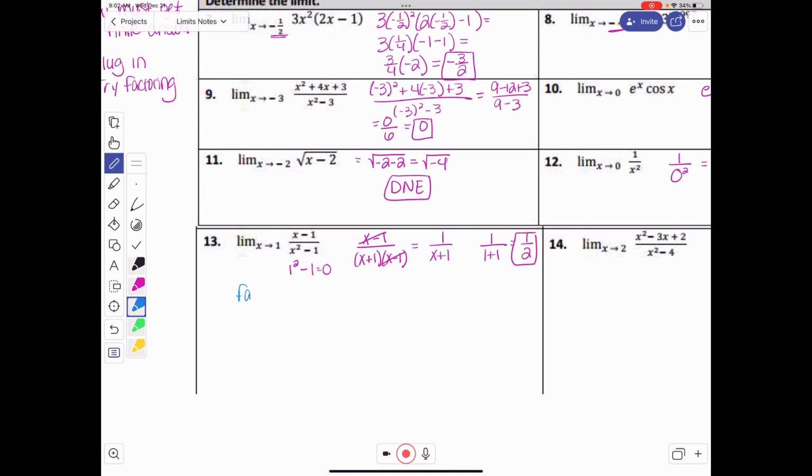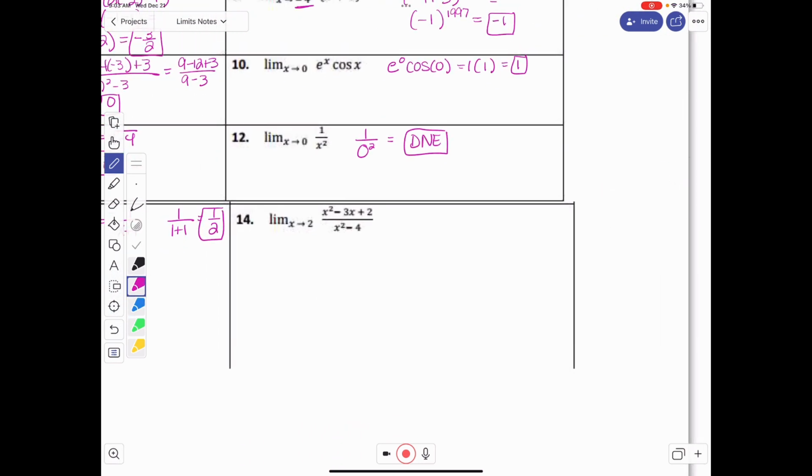So we're just going to make a little note right here. Factoring can get rid of the problem terms, what we call the problem terms, that create the 0, like where we can't have the 0. In that case, that was the denominator.